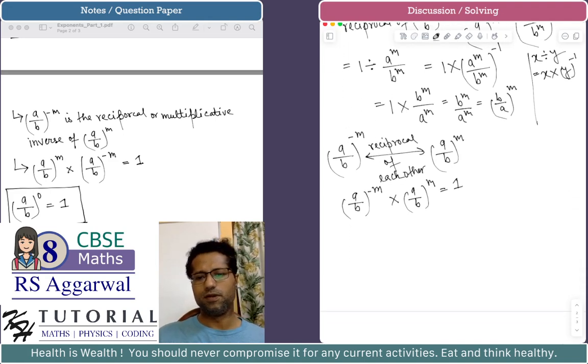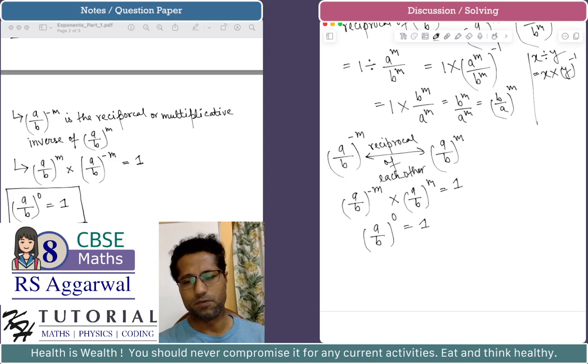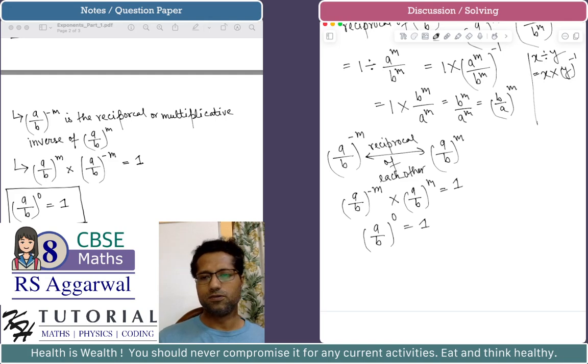If m is 0, it is by definition that any rational number a by b, if it is raised to the power 0, is equal to 1. But always remember that the rational number base in exponential form is always a non-zero rational number. So any non-zero rational number a by b, if you raise it to the power 0, will always be equal to 1.